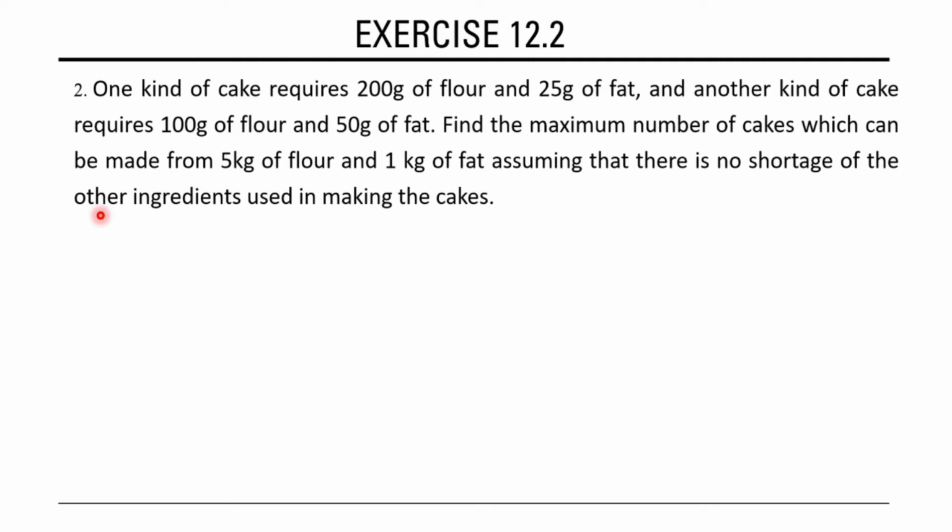So here, we have to find the maximum number of cakes which can be made from 5 kg of flour and 1 kg of fat. Additional information they have given is, one kind of cake requires 200 grams of flour and 25 grams of fat, and another kind of cake requires 100 gram of flour and 50 grams of fat.